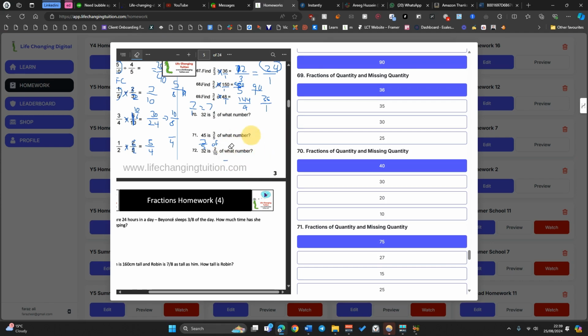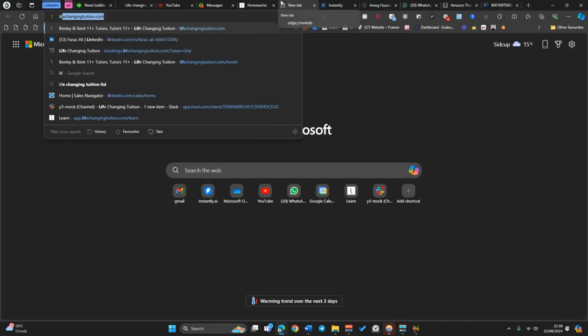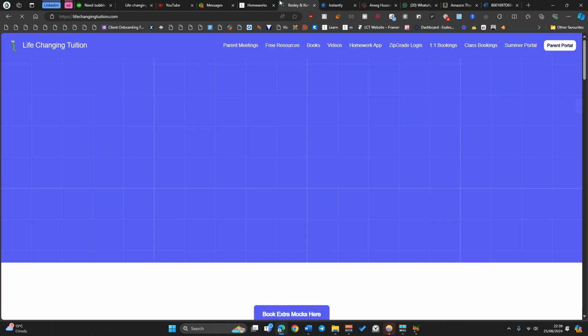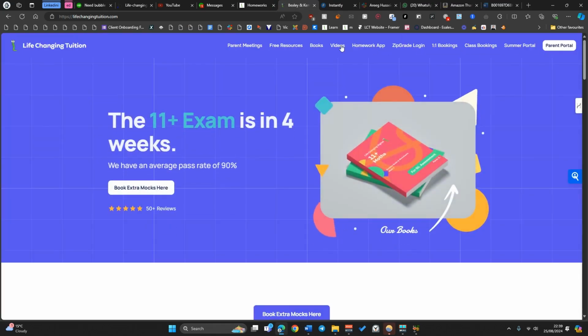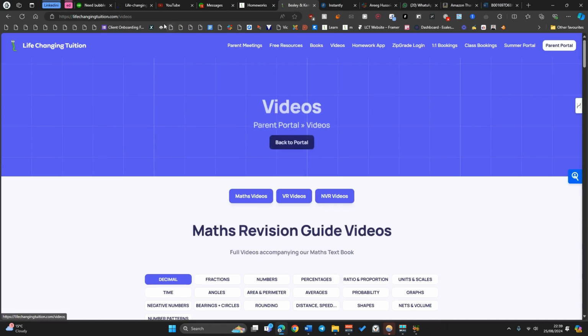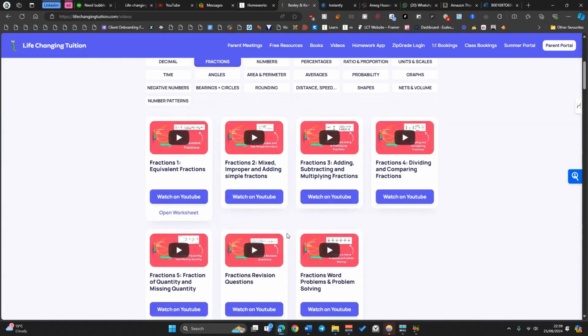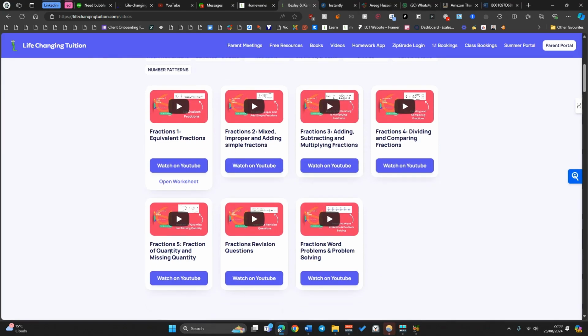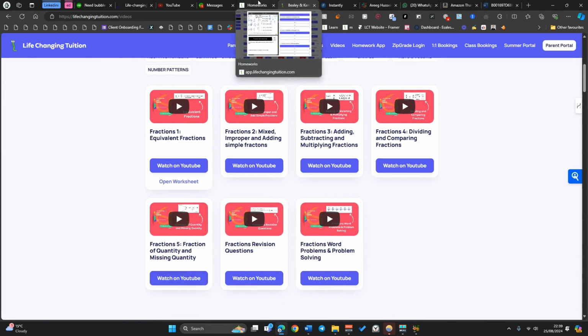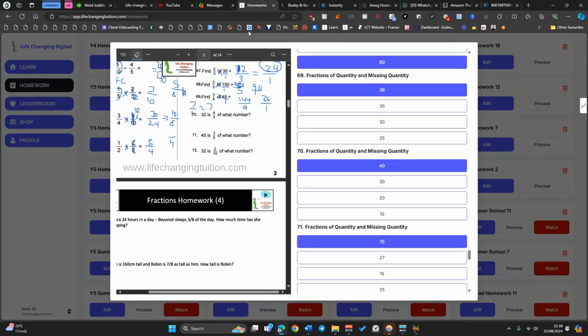Again, you can rewind this section a few times if you're still confused, or you could look at the website where we've got an explanation video on exactly how to do these types of questions. So if you click on the videos here, lifechangingtuition.com/videos, fractions, you can see here fraction of quantity and fraction of missing quantity. This is the video you can watch. It will teach you how to do it. It might show you a different technique, and you can use whichever one you find easier to use, right?